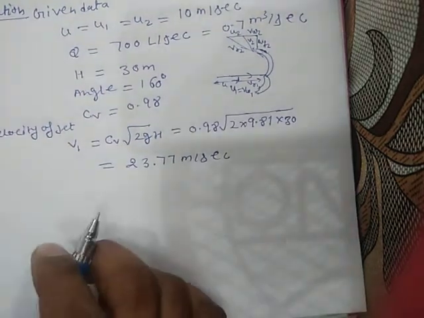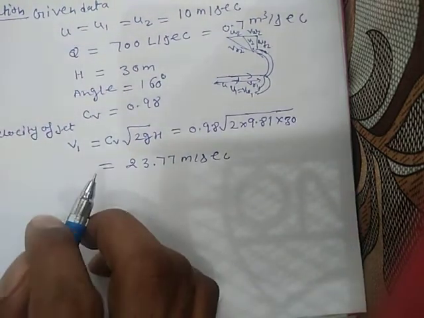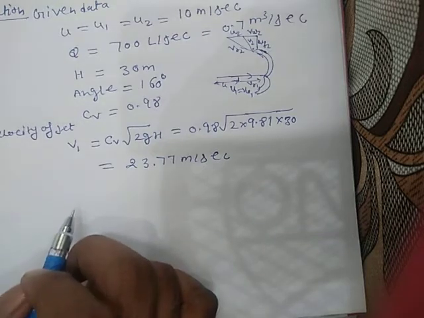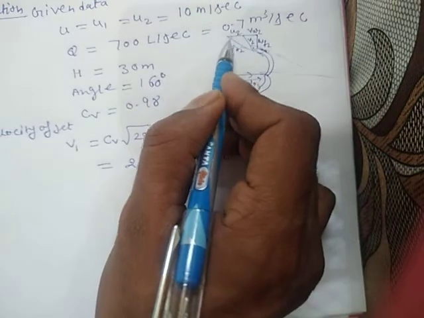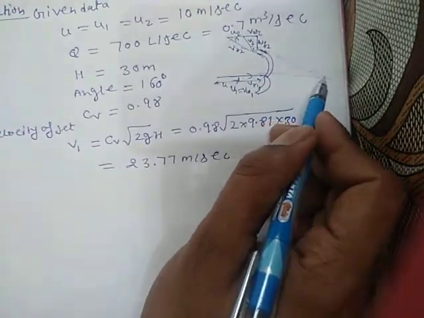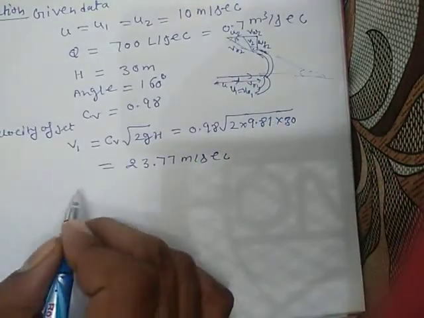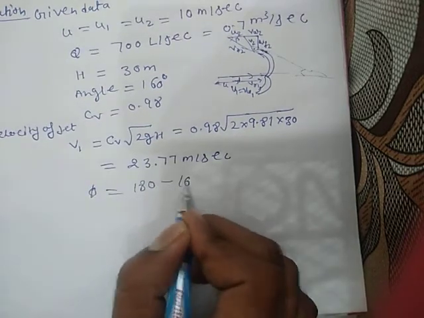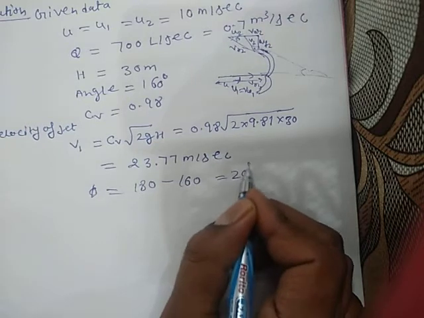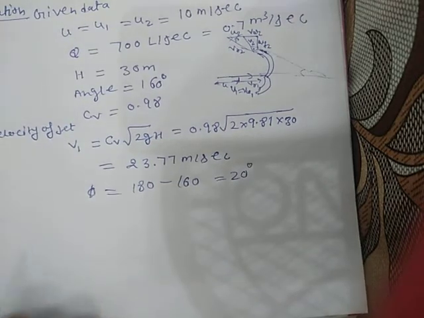Okay. Next, the angle given. This is the deflection angle. This angle, this is the phi actually. So this one and this one. So we can write phi is equal to 180 minus 160. So this one is 20 degrees.